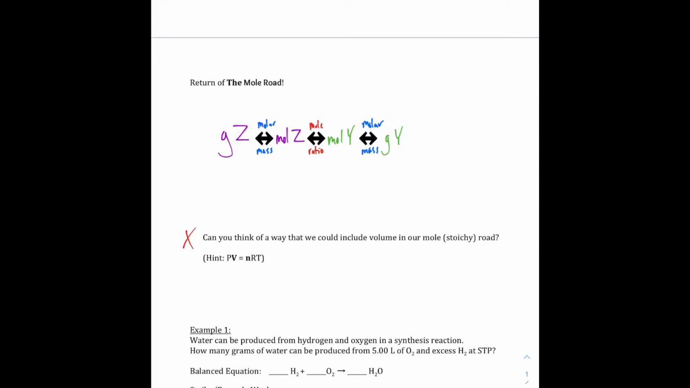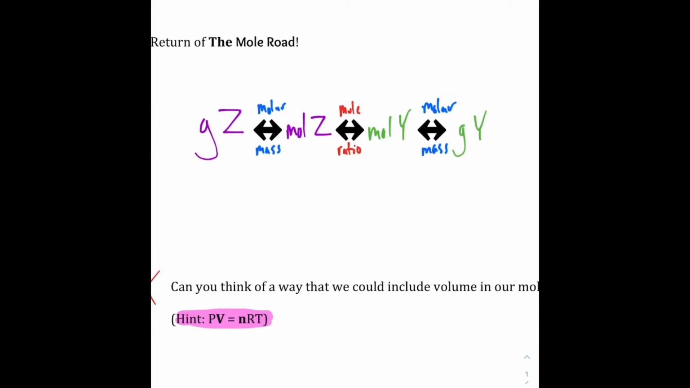But now think of this question here. Can you think of a way that we could include volume in our mole road or our stoichi road here? Where could we include volume? I have included a hint for you. Remember that we have this equation that says PV equals nRT. Now that you've had a chance to think about this, where could we include volume?